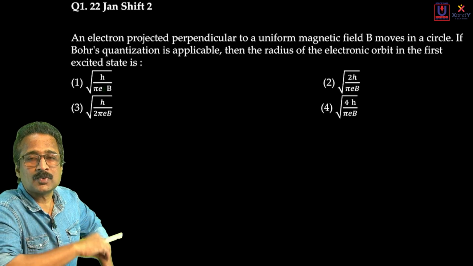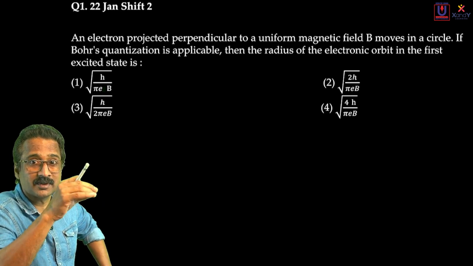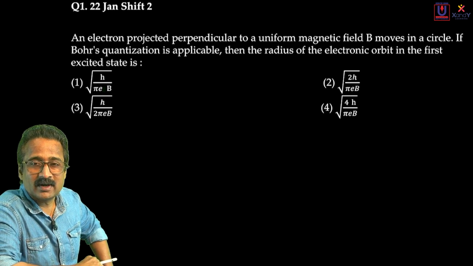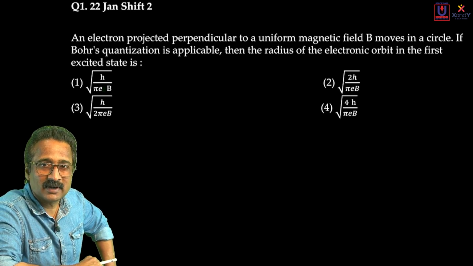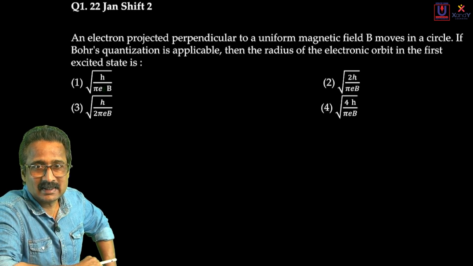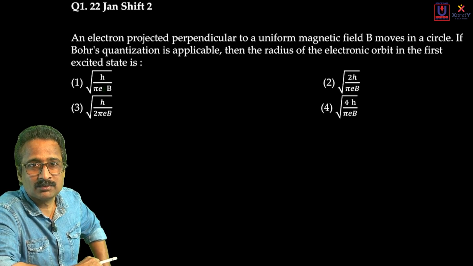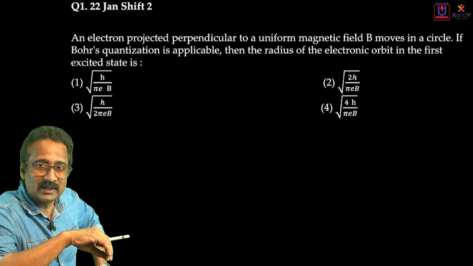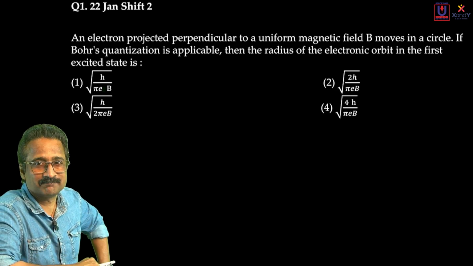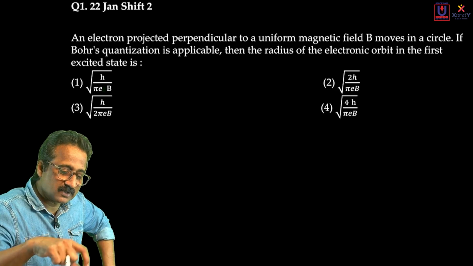Now, what is this Bohr's quantization? This is applicable for electrons which are revolving in so-called circular orbits in atoms. When an electron is revolving inside an atom, the angular momentum of the electron will be quantized. Angular momentum of the electron will be equal to an integral multiple of h by 2 pi. That is what Bohr's quantization states. So this electron, even though it is not revolving around a nucleus, is obeying Bohr's quantization. So two things must be combined here. Let us consider first of all that scenario.